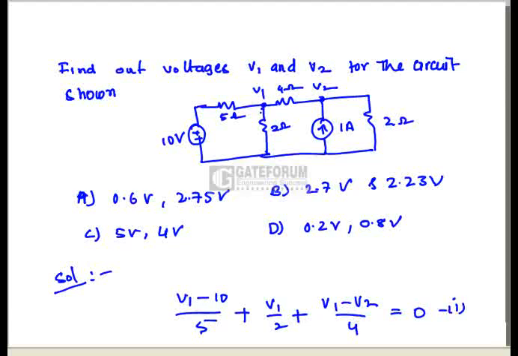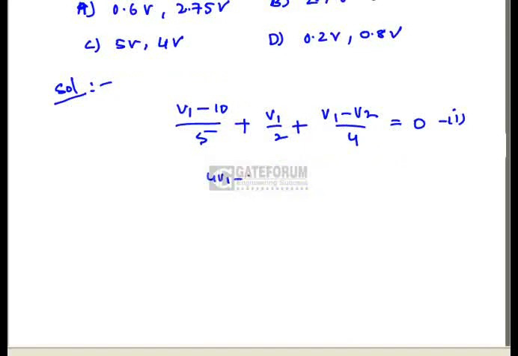Now if you simplify this equation, the LCM is 20, so we get 4V1 minus 40 plus 10V1 plus 5V1 minus 5V2 equal to 0. If you simplify this further, we get 19V1 minus 5V2 equal to 40. This is equation number 1.